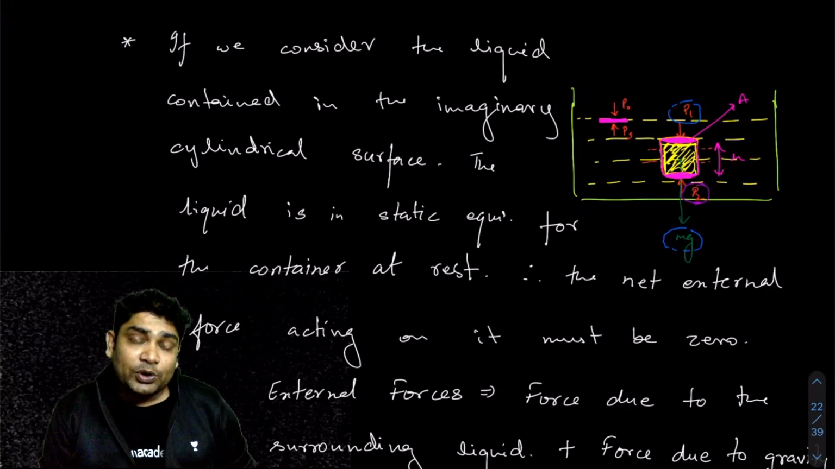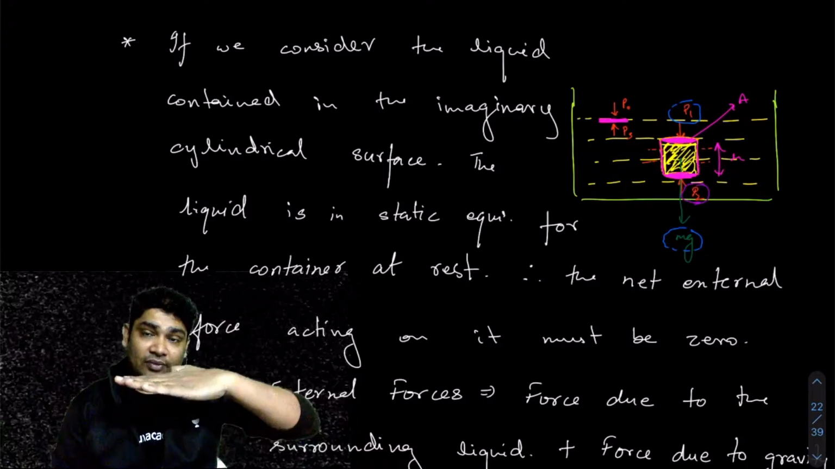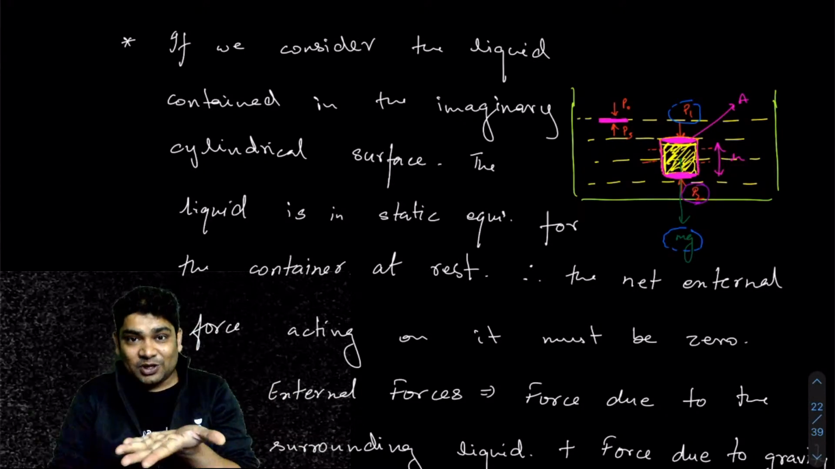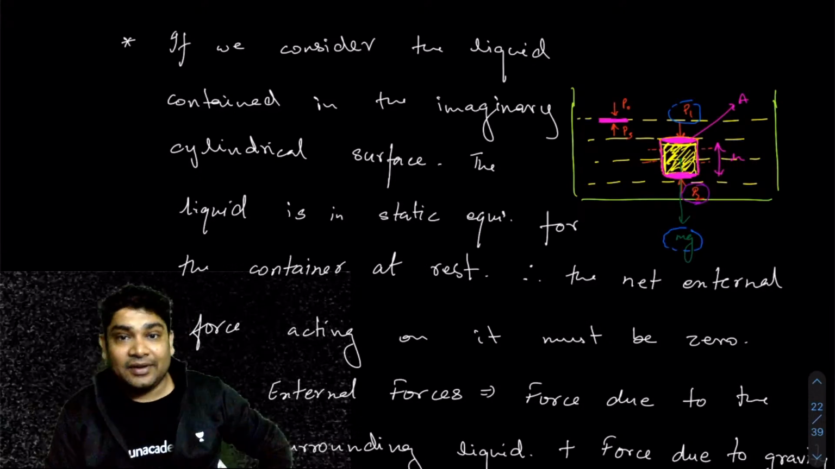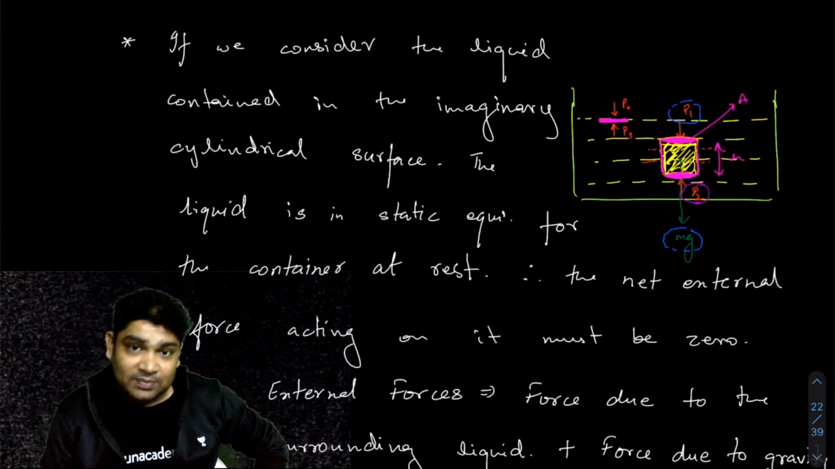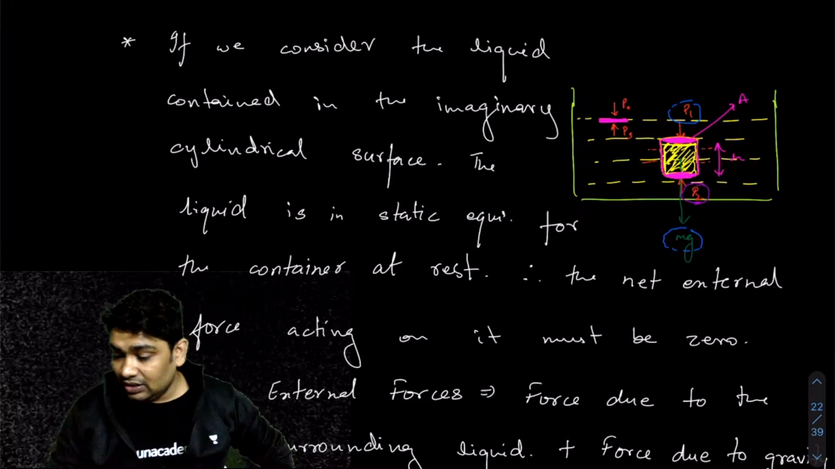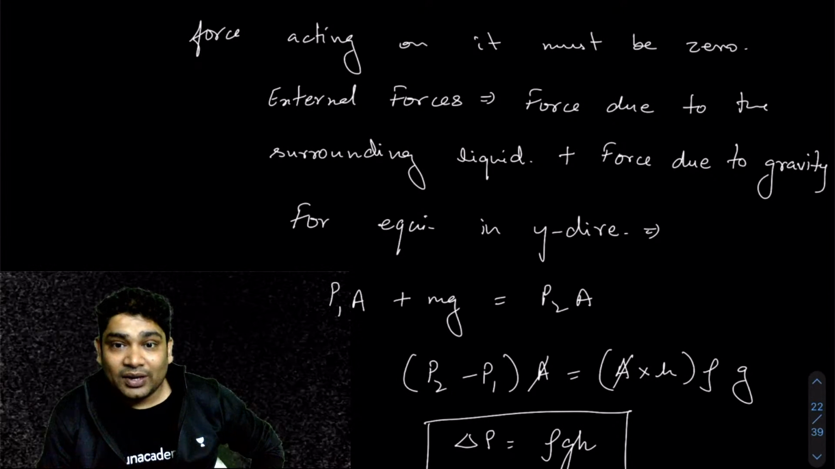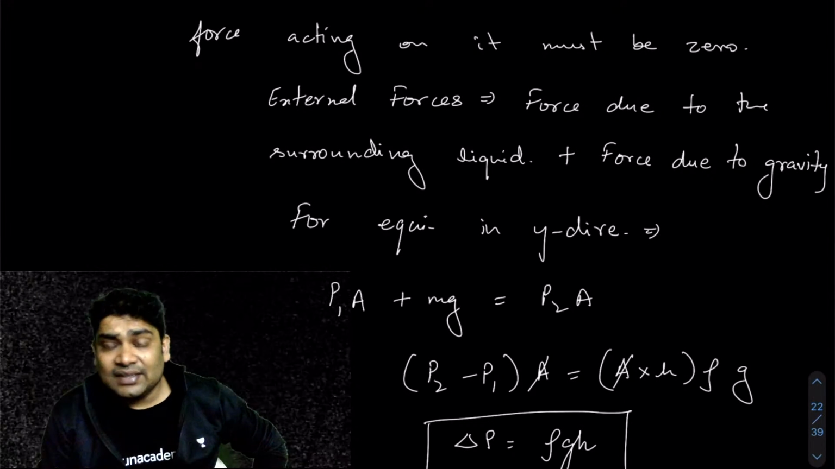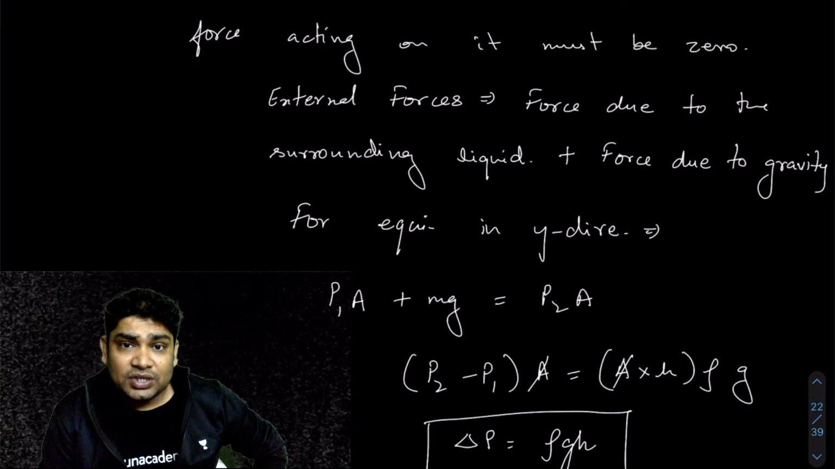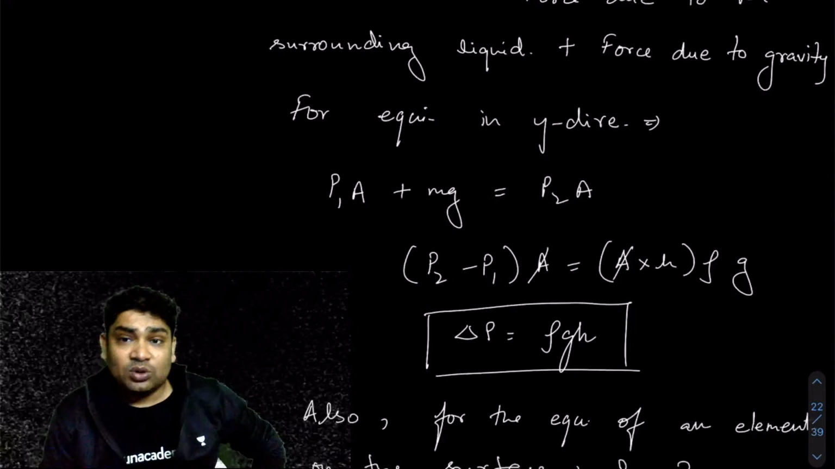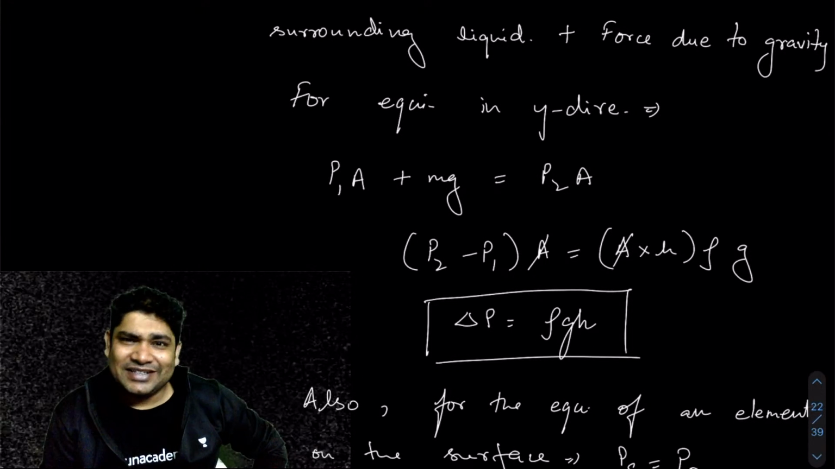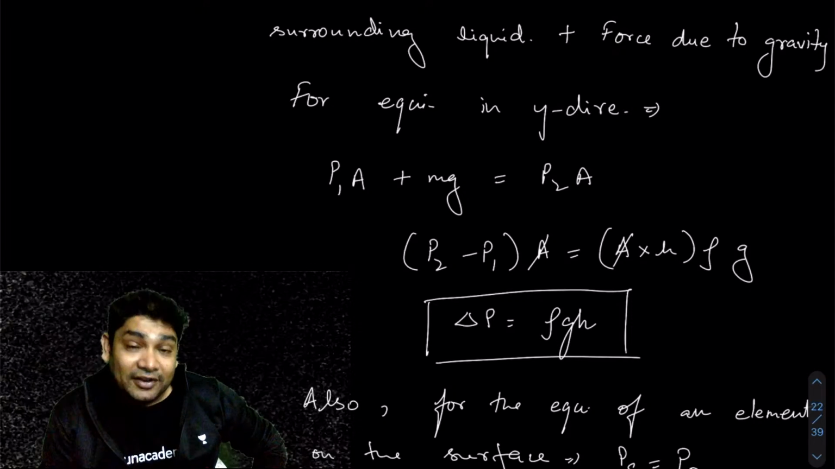But in the y direction, what you have is the force exerted by the pressure of the liquid above it, the force exerted by the pressure of the liquid below it, and the force of gravity. At equilibrium, these three forces must balance each other out. So I can say that P1 times A plus mg must be equal to P2 times A. Then P2 minus P1 would be equal to rho gh, and what you realize is delta P is rho gh.